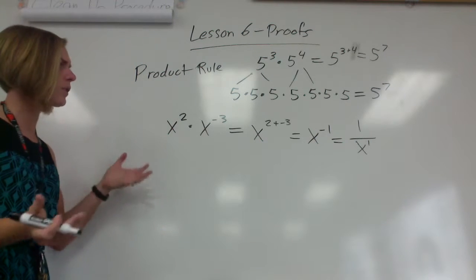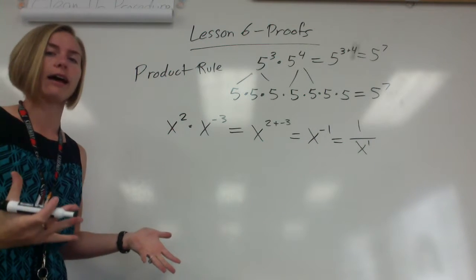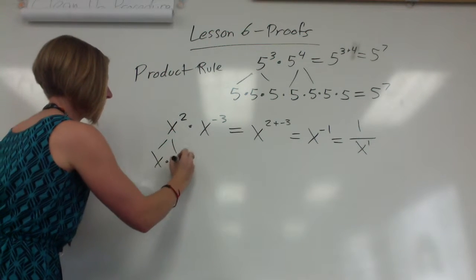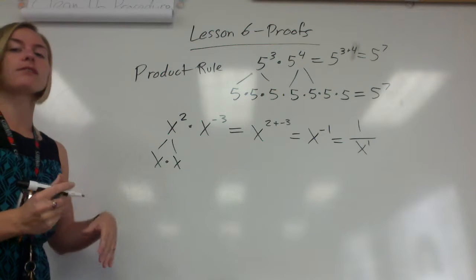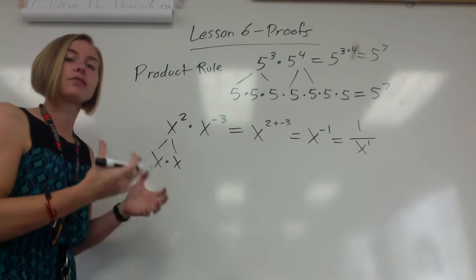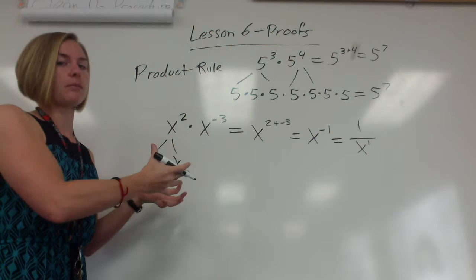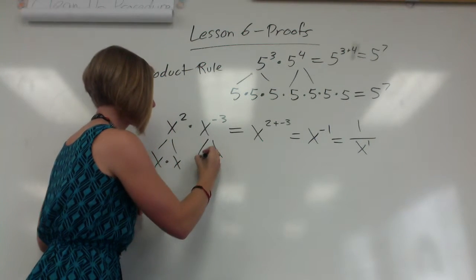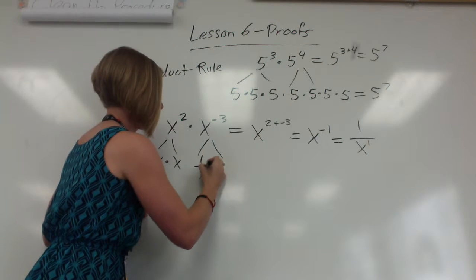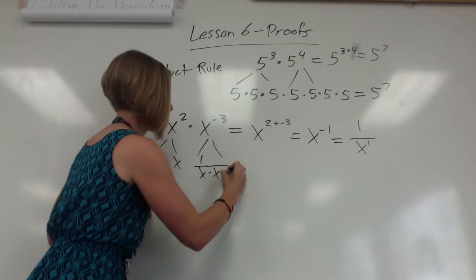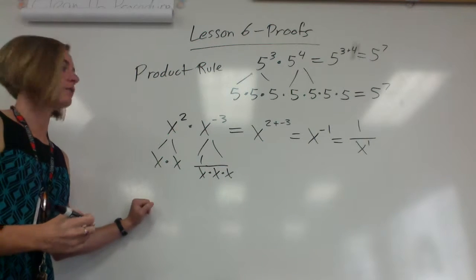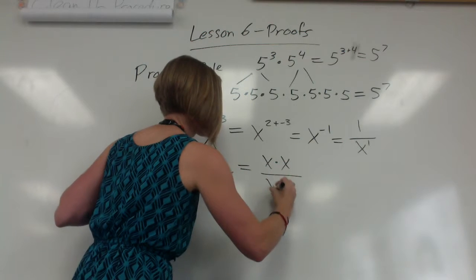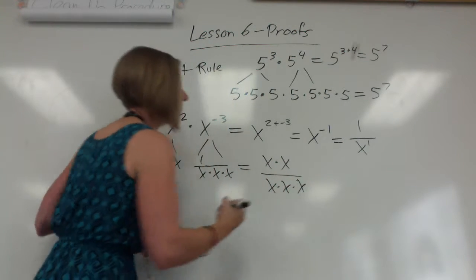Okay? And so how would we prove that? How would we expand that out? Well, x squared just means there's 2 x's, and x to a negative 3 means there is 3 x's, but they're not on the top, like this shows. It's actually on the bottom. Okay? So if we expand this guy out, it's actually 1 over x times x times x. Okay, so if we combine these, you have 2 x's on the top and 3 x's on the bottom.